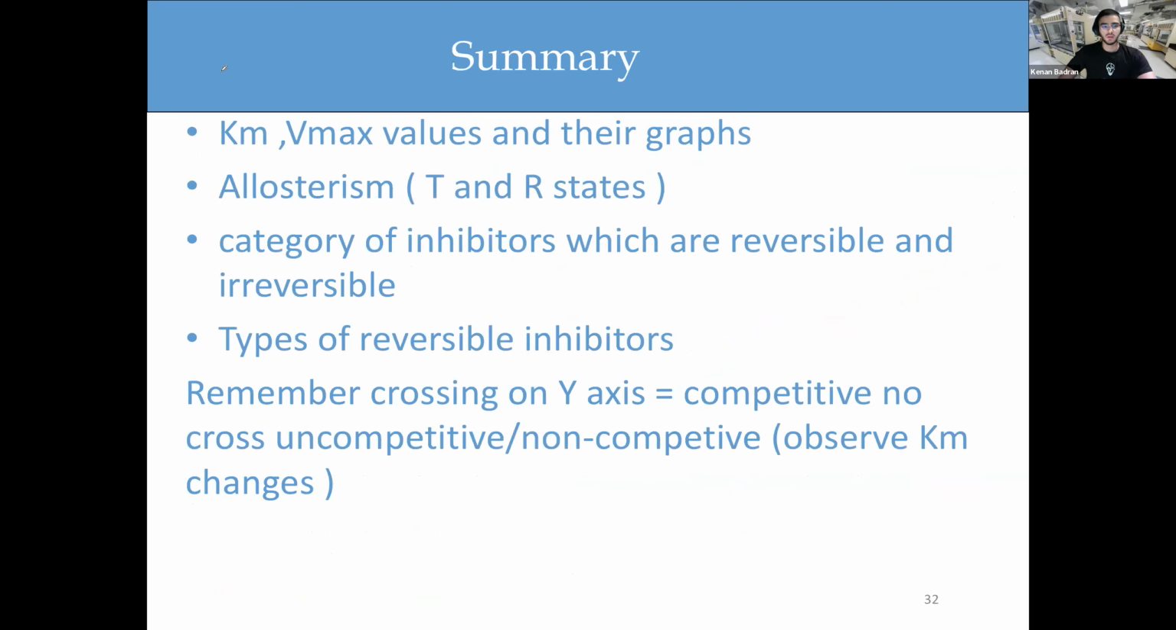Now, to summarize everything we've taken in this lecture so far: the Km and Vmax values and their graphs. What do you understand from the Km? It is the inverse of affinity. So anything that has a higher affinity will have a lower Km value. And the Vmax is basically when there's maximum substrate binding and its maximum speed of producing product. And we discussed allosterism, the T and R states. T is tense and R is relaxed.